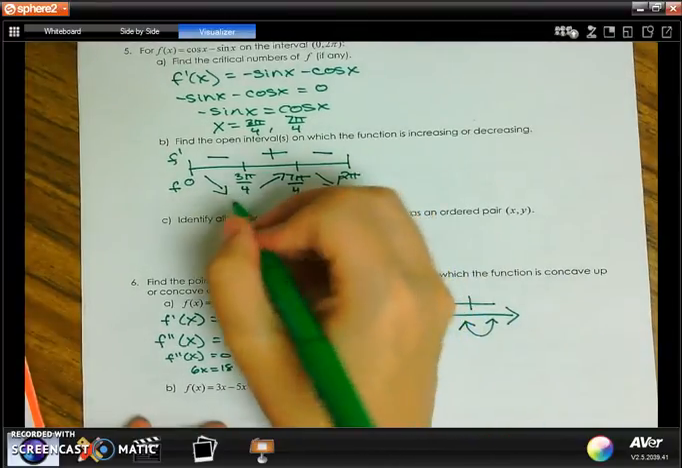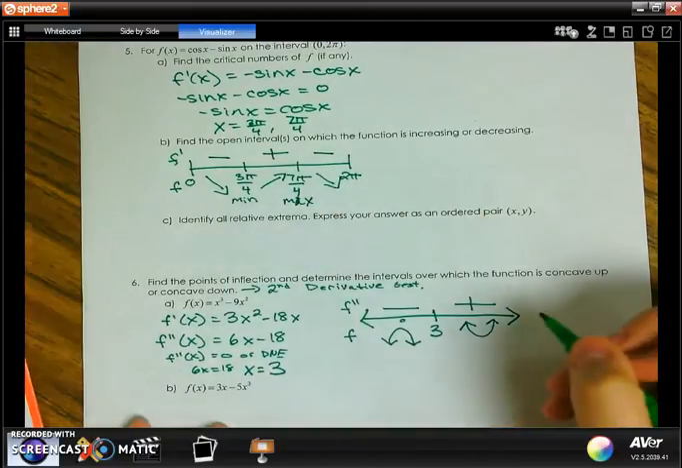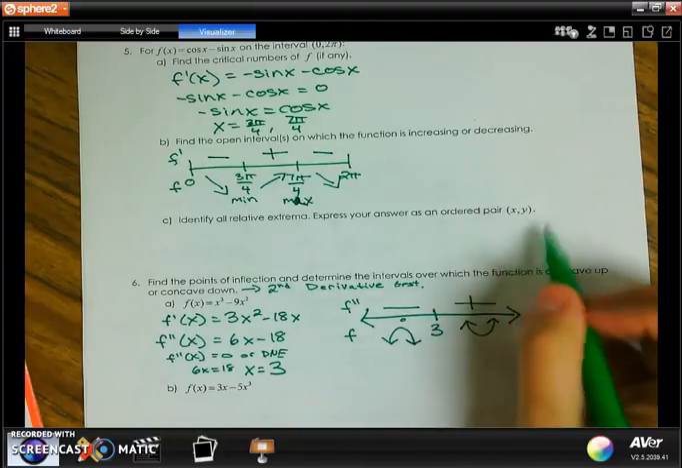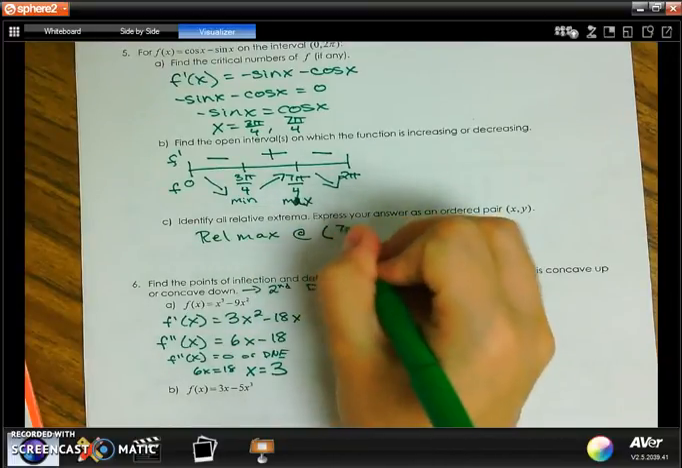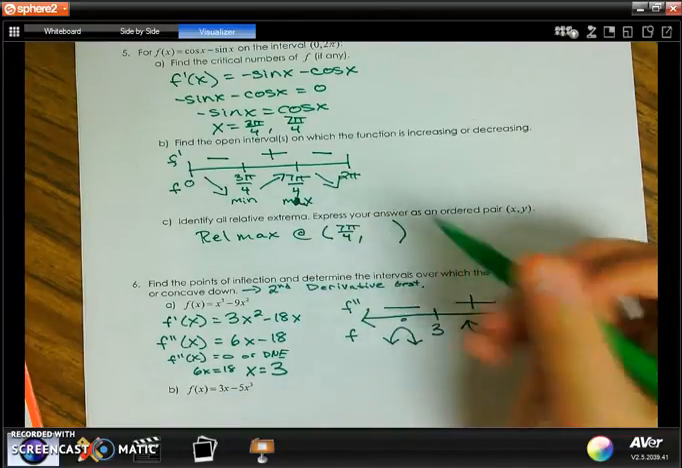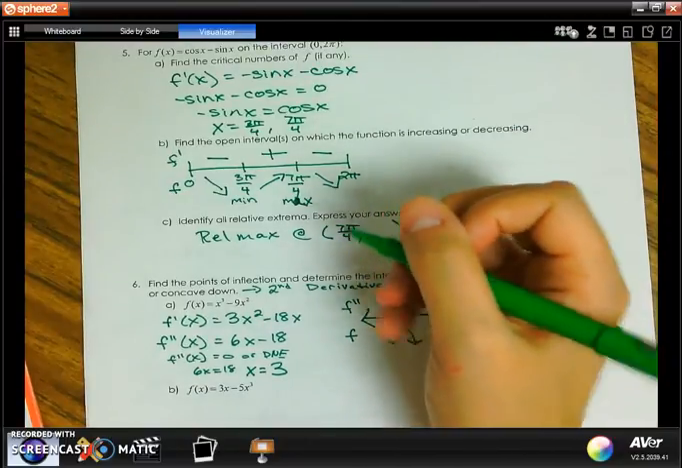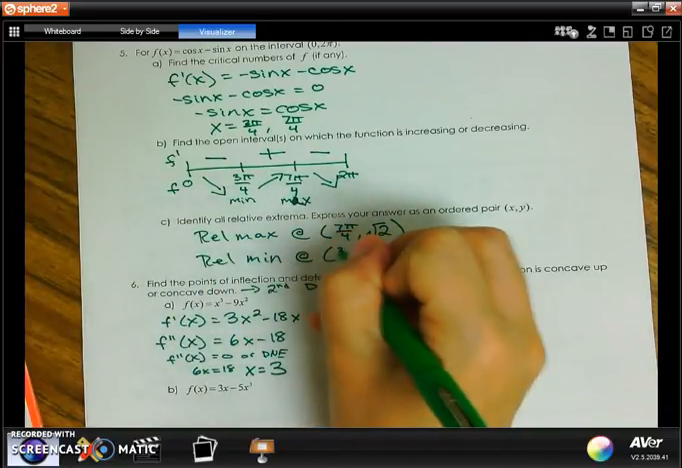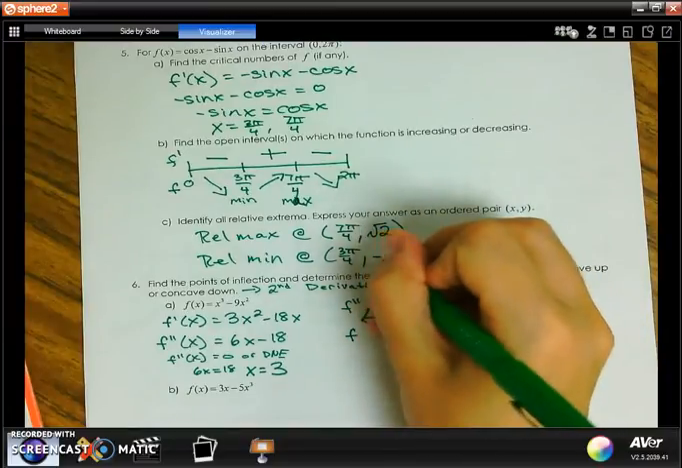If you're decreasing and then increasing, that means this one here is going to be a minimum. And if you're increasing then decreasing, this one here is going to be a maximum. Sorry, that got a little messed up there. So that's a maximum there. It says identify the extrema, and they want it as an ordered pair. So I can say I have a relative max at 7 pi over 4 comma something. How do you get that something? You go back and plug 7 pi over 4 into the original, and you get radical 2. Then you have a relative minimum at 3 pi over 4, and you plug that back into the original, and you'll get a negative radical 2.